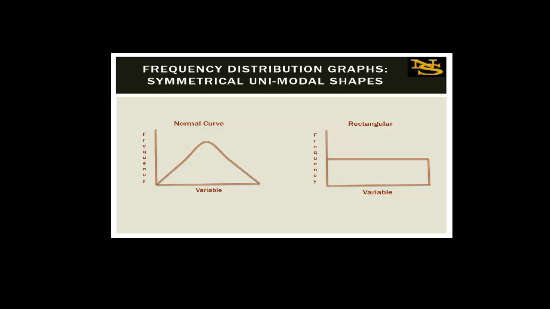Both of these shapes are symmetrical. If you folded it down the middle, fold it in half, you would see a mirror image on either side. These are also unimodal. So here you have one score that's clearly more frequent than every other score in the data set. Here, there really is no mode because all scores are the same, occurring the same amount of times.